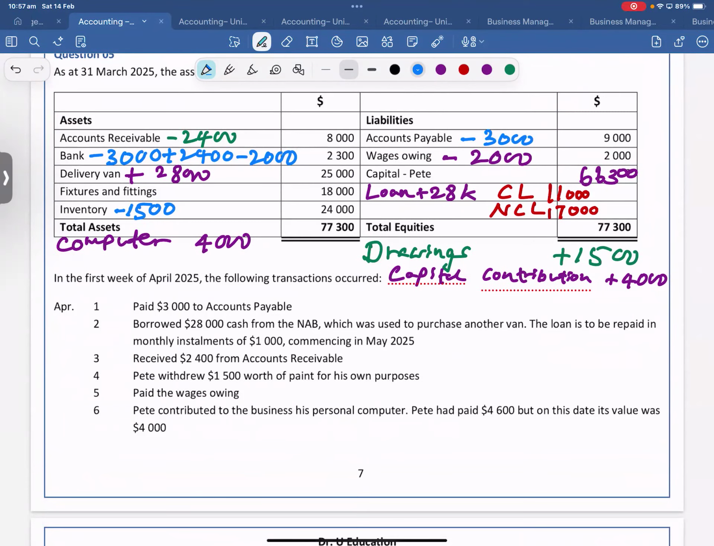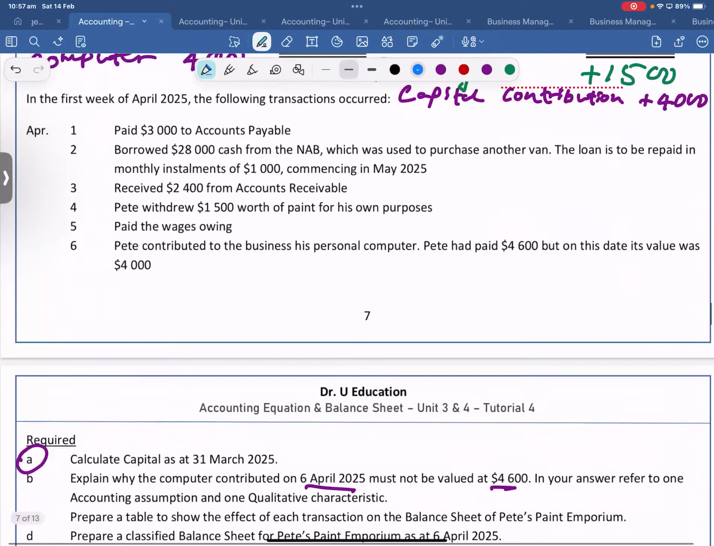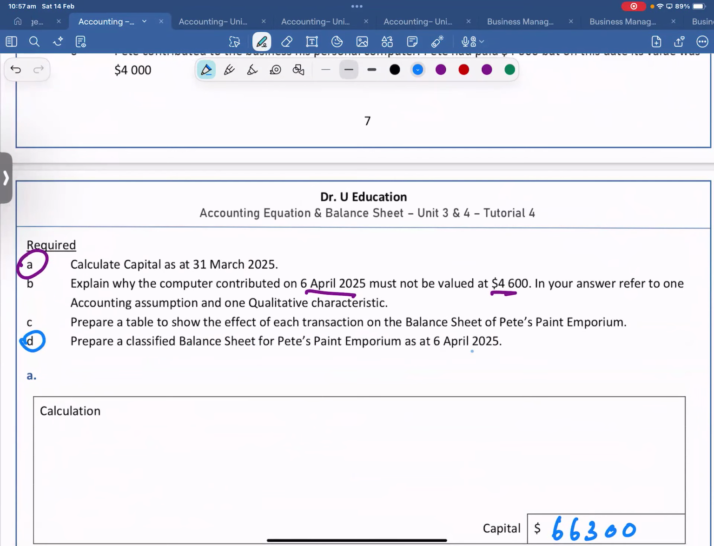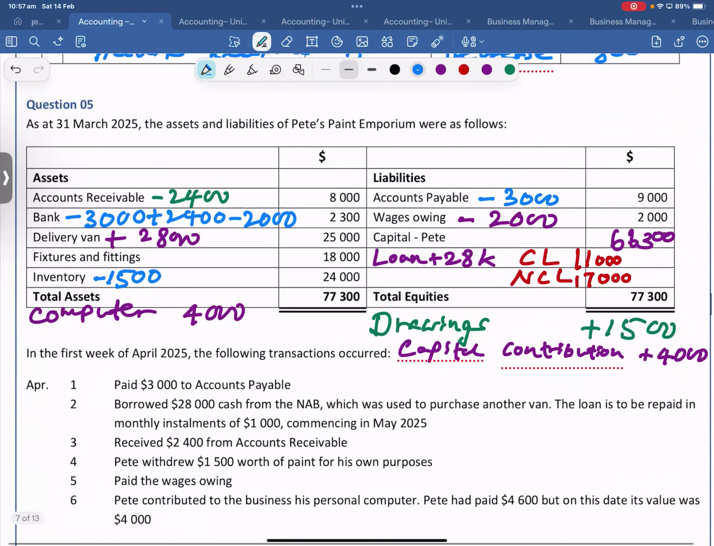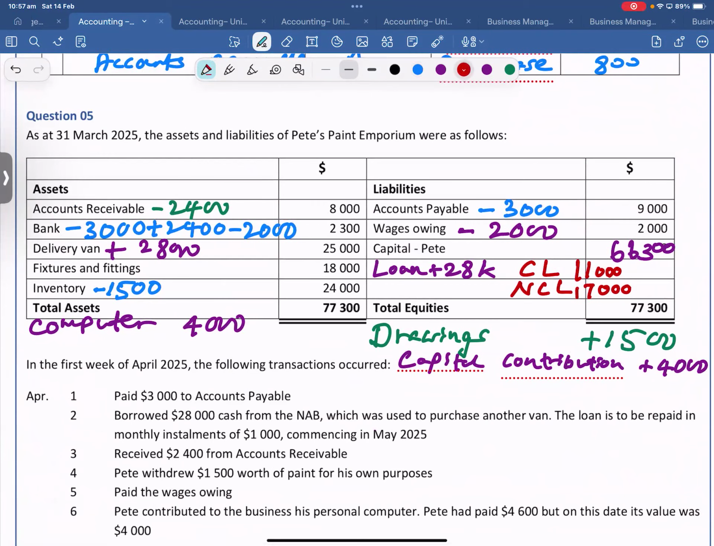What we are going to do now is follow our balance sheet as of the 6th, which is part D, and it is now halfway done. It's a matter of copying down, because all the impacts have been updated. We started with 31st March, and over the week 6 transactions occurred. Now we are going to prepare it. Usually you start with bank first in the current assets. Otherwise, you can start with accounts receivable and put bank later. Either way is fine. I'll start with bank first.